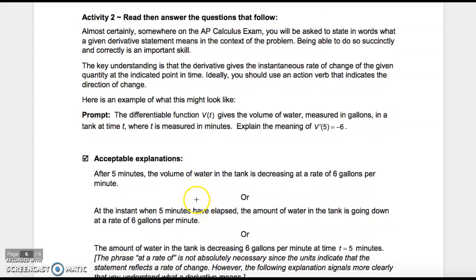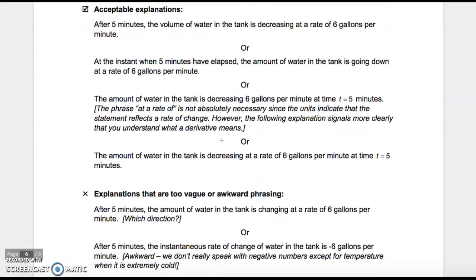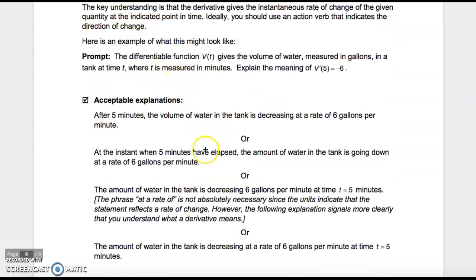Okay, so let's look at some acceptable explanations and some areas where you should avoid writing certain things. So let's consider this and then look at the different ways that you could write your answers. The differentiable function v of t gives the volume of water measured in gallons in a tank at time t, where t is measured in minutes. Explain the meaning of v prime of 5 equals -6. So this is my derivative. So after 5 minutes, the volume of water in the tank is decreasing because it's negative at a rate of 6 gallons per minute. So it's your dependent variable per your independent variable.